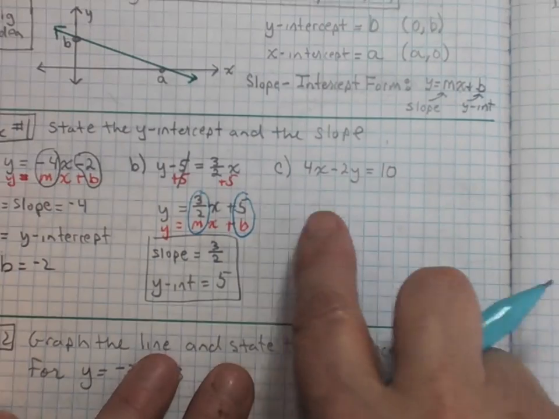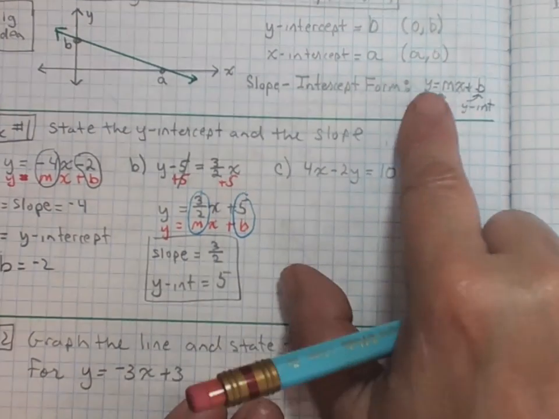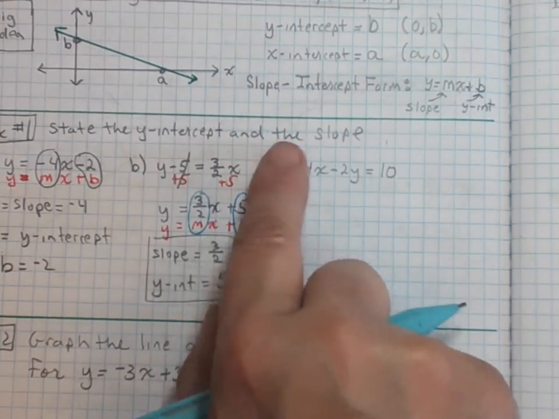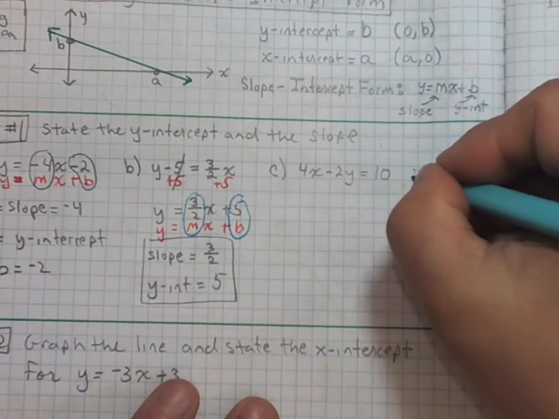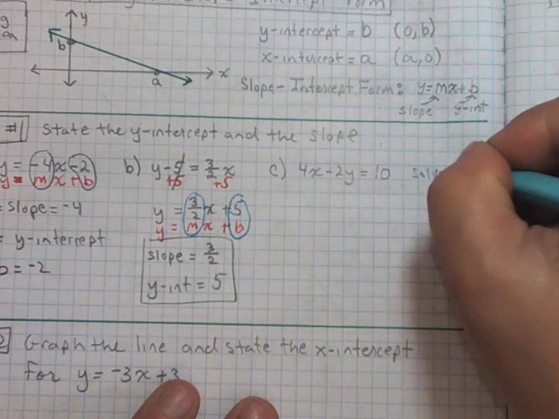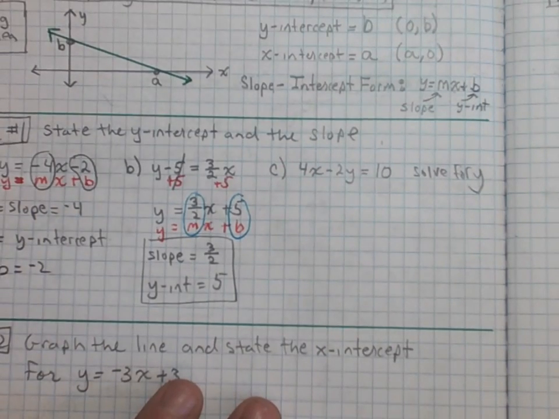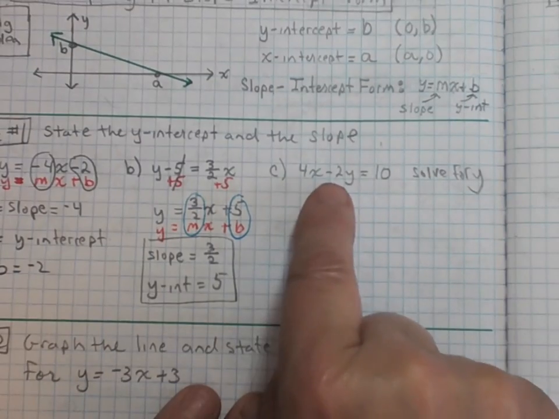All right, so the next one, take a look again. I need to have the form y equals mx plus b in order to read off what the intercept and slope are. So we're going to need to solve for y. Let's make a note of what we're doing. Solve for y. We're going to need to move the 4x to the other side so that we can get this by itself.